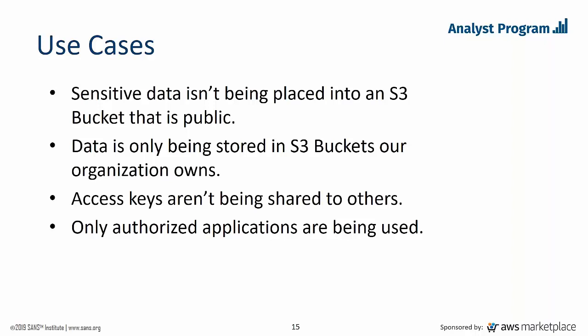So different types of use cases we have. Sensitive data being placed into an S3 bucket that is public. We don't want to have our sensitive data being placed into a public repository. And so how can a CASB help us with that? Well, it could look to see, is the destination of the data a public source? Is the data that's being transferred tagged as sensitive? And then it could block that transfer.